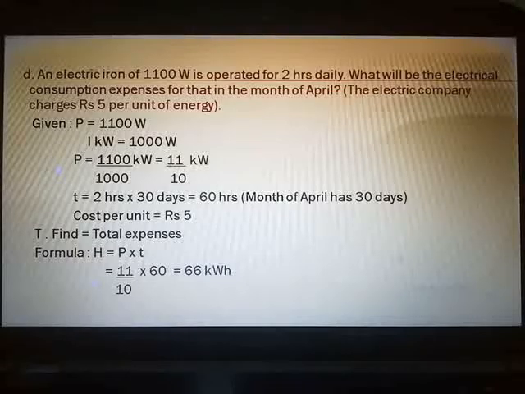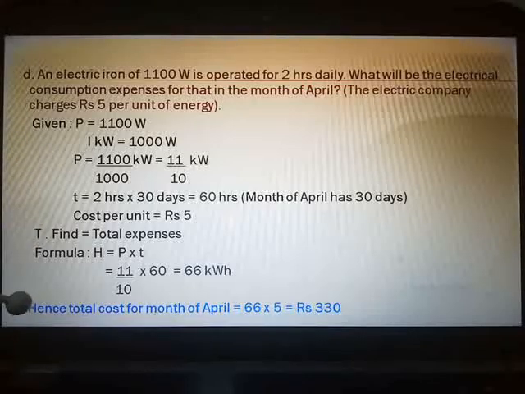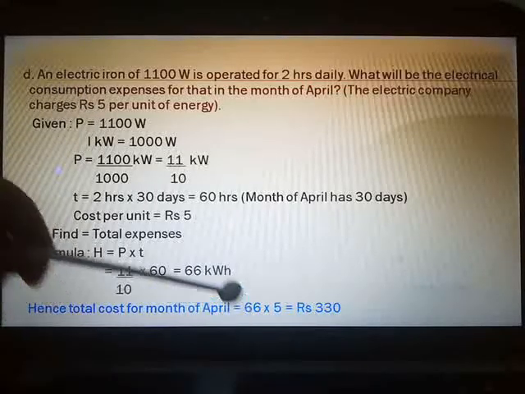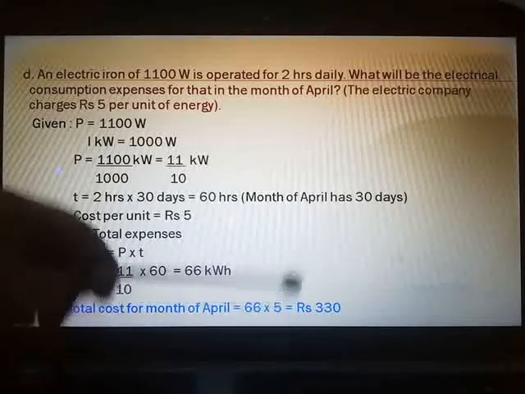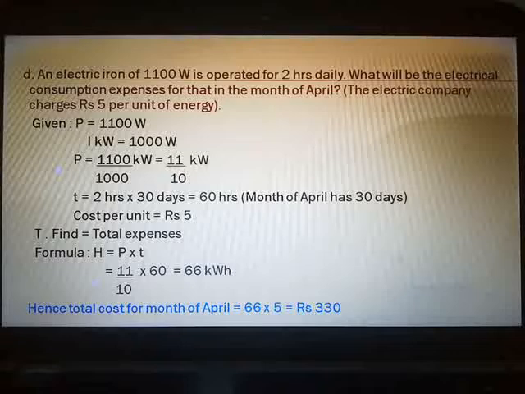So 66 kilowatt hour is the energy which is consumed for the month of April. That is 66 units. Kilowatt hour, you have studied in the 9th standard. And per unit how much are they charging? ₹5. So 66 multiplied by 5 will be the total cost. So total cost for the month of April is 66 units multiplied by the cost per unit, that is 5, comes out to ₹330.